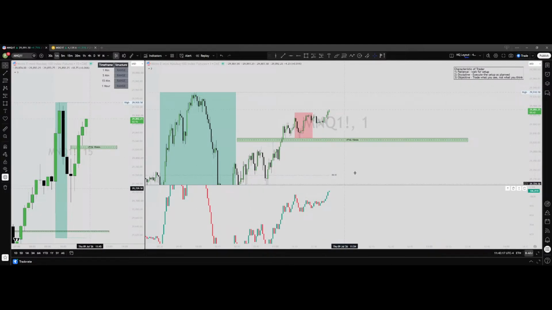Volume has picked up, but we do not have any level of interest or signal on that level of interest. Just because we have a draw on liquidity and volume is supporting that draw doesn't mean we enter into a trade.